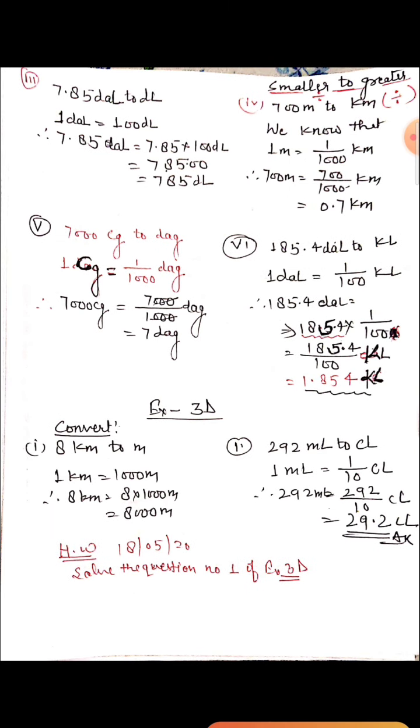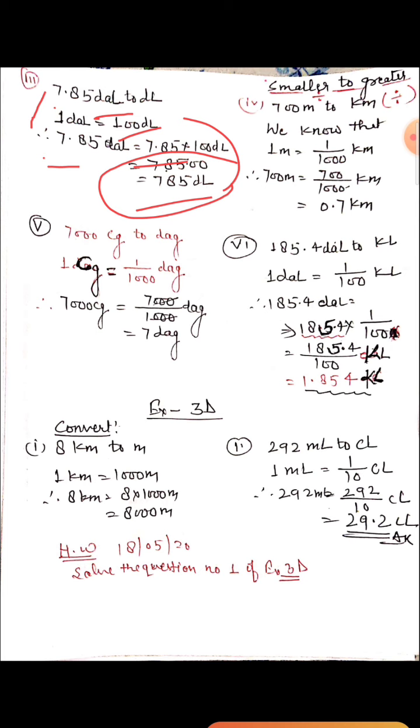Now this is the third example, 7.85 decaliter. Decaliter to deciliter. You know how many deciliter are in one decaliter? 100 deciliter. So therefore, 7.85 decaliter is equal to 7.85 multiplied by 100, same as the last multiplication. After the multiplication we place the decimal. Where is the decimal here? After 2 digits from the right-hand side. Then we have the answer, 785 deciliter.